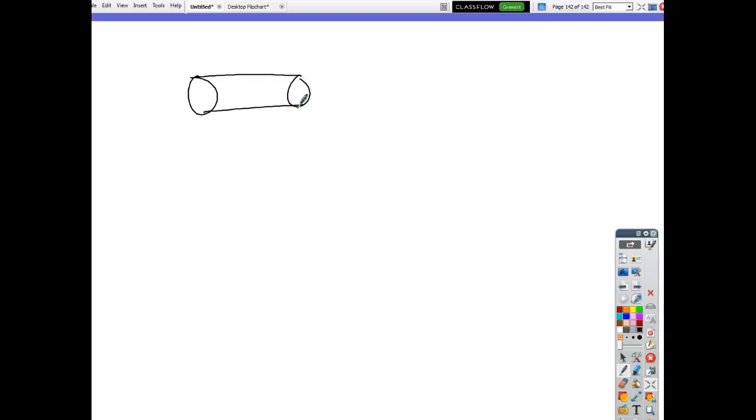All right, so I've got a cylinder right here, and what do I know of the cylinder, Bernard? Its radius. Radius is 0.08, and its length is what? 1.50 meters. Love it.